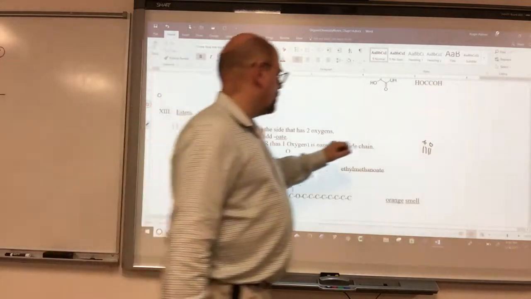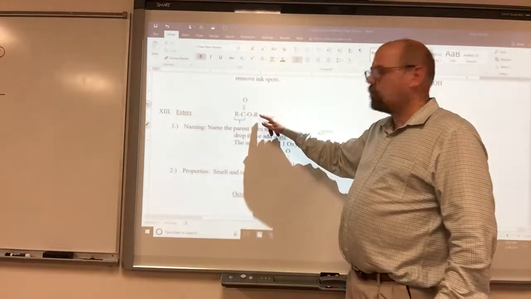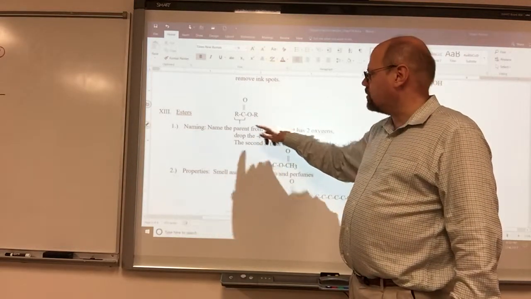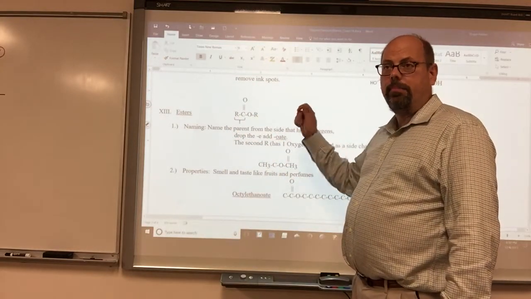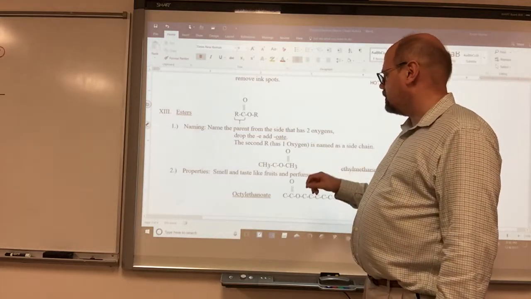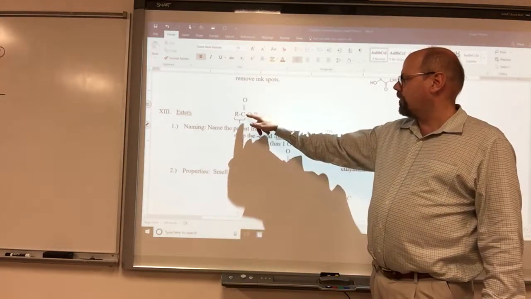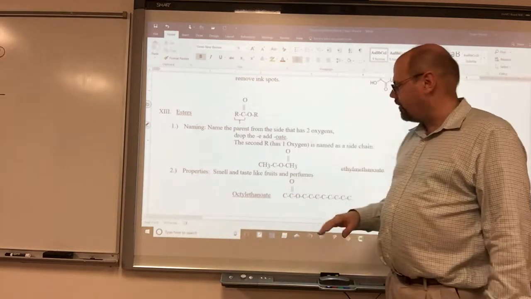Esters are going to be our next group, and now how do esters differ from acids? You're going to notice that instead of having an OH group here, it's going to have another carbon chain. So it's still got 2 oxygens. These are great paint thinners or paint strippers. A lot of these are going to end up being really good solvents. What you're going to notice is that there's the 1 carbon that has the 2 oxygens. That's the side that's going to be named the parent.